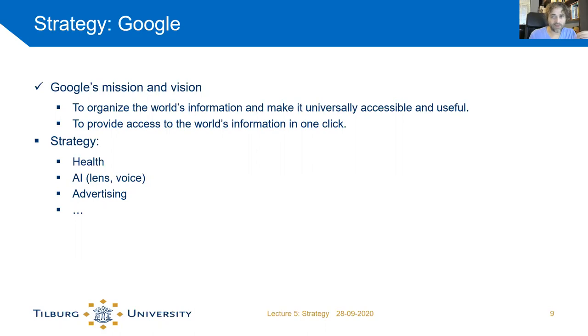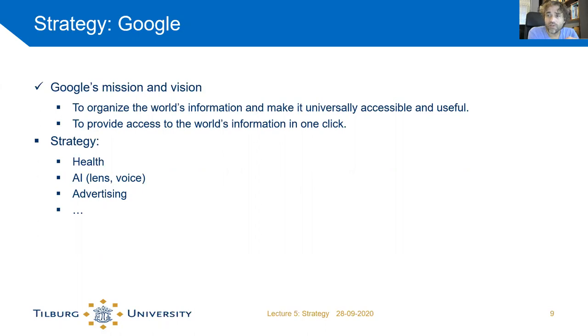And if you look at the specific strategies they have focused on in the past years and are still focusing on, it's making health information accessible, focusing on artificial intelligence and augmented reality techniques like Google Lens, Google Voice, the smart assistants you have, and a focus on advertising, creating target groups for advertising, giving more information for advertisers. So basically, all their strategies for the coming years fit nicely within their mission and vision. So it really guides who they are.